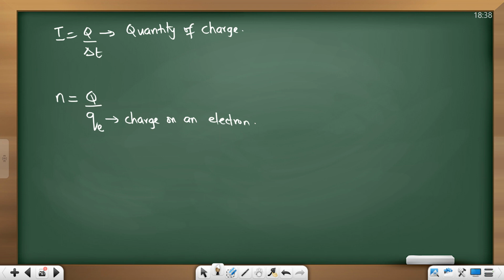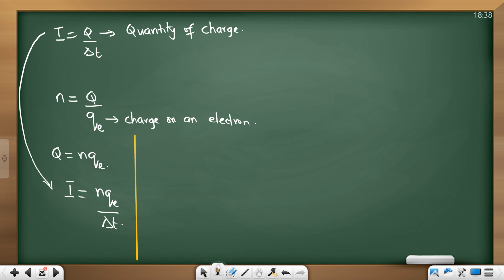So if I cross multiply, what happens? Check. Q equals to what? NQE. Oh, it means now my current. What is my Q? NQE over what? Delta T. What does it mean? It means, and I wanted to take note of what I'm going to do here. The higher the number of electrons, the bigger the current.